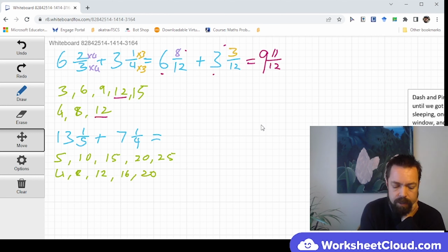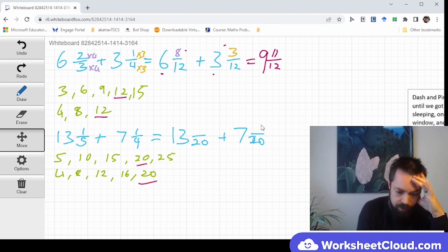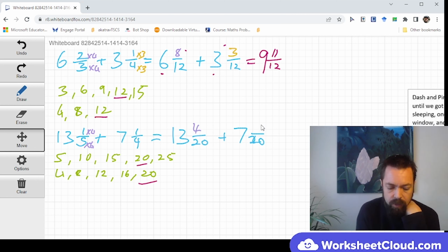And there we got it. 20 is our common denominator. So 13 and something over 20 plus 7 and something over 20. What did I do to my 5 to make it into 20? Multiplied by 4. What you do to the bottom, you do to the top. It becomes 4. What did I do to my 4 to make it into 20? Times by 5. Which gives me 5 over 20.